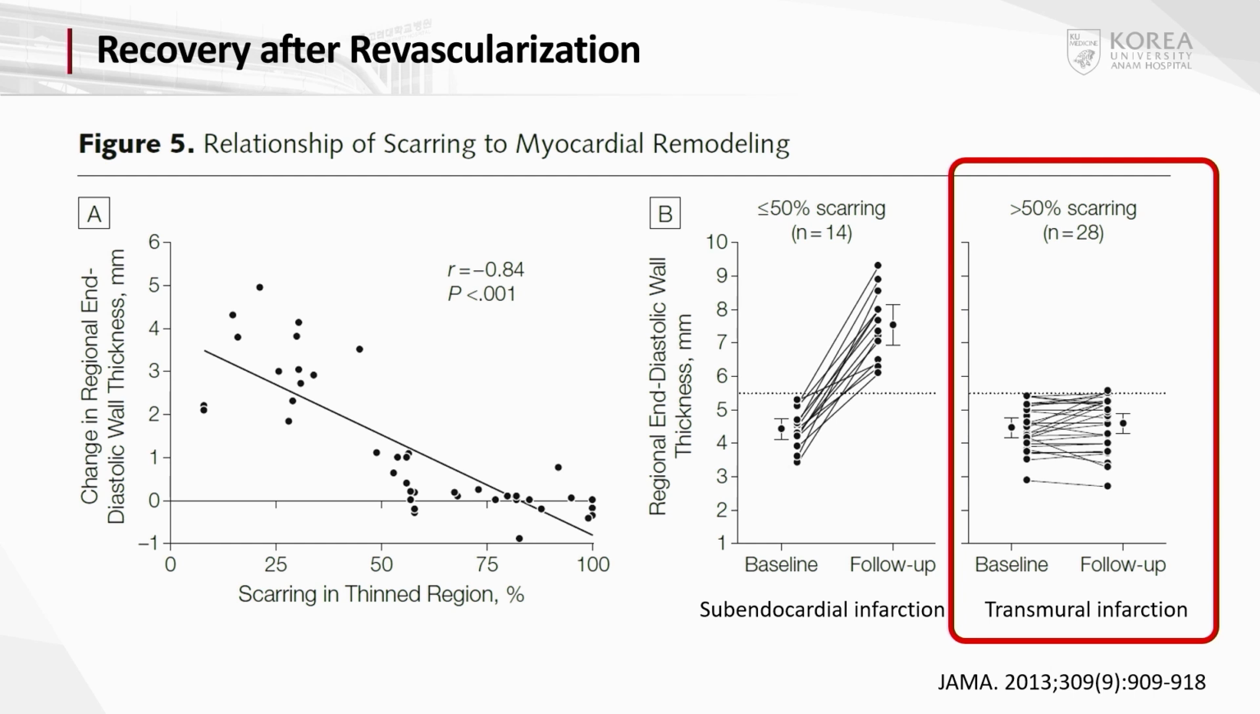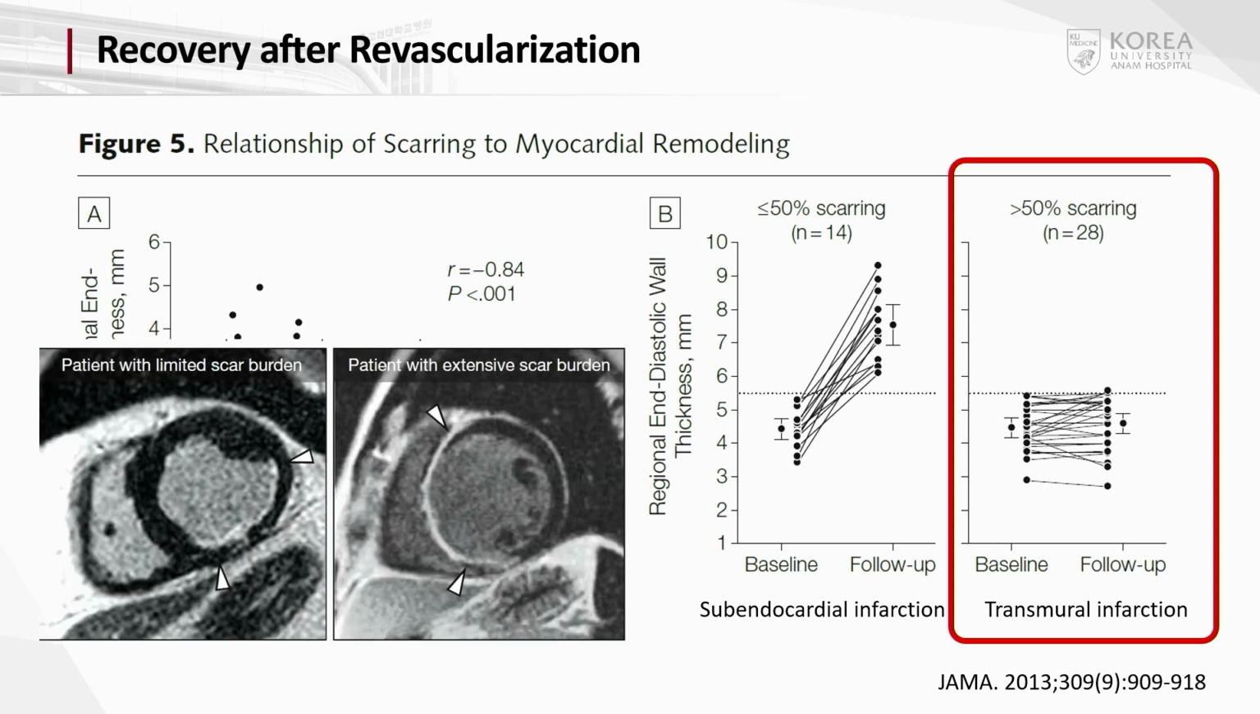This graph shows the comparison between before revascularization and the follow-up. Subendocardial infarction shows a remarkable increase in wall thickness. But the transmural infarct shows persistent wall thinning and no functional recovery. So if you see these MR images, you can predict the response to treatment.